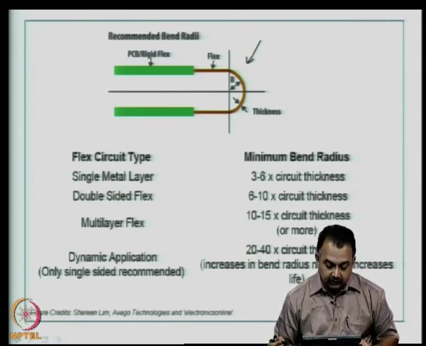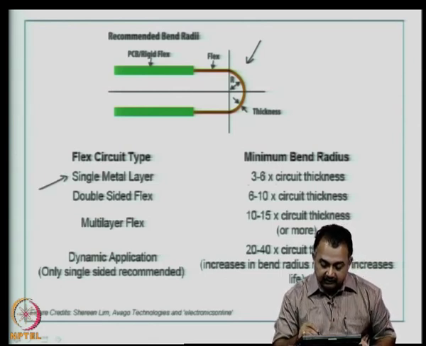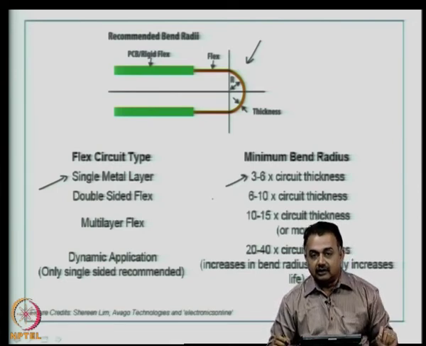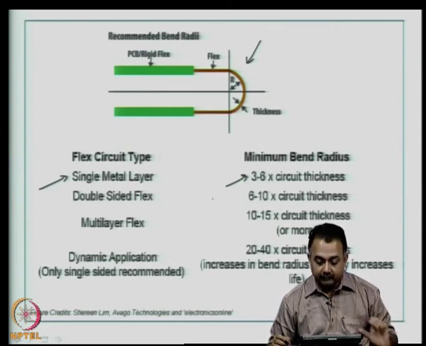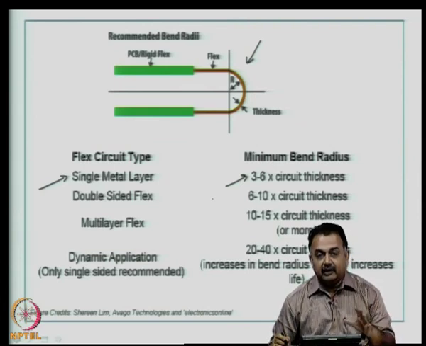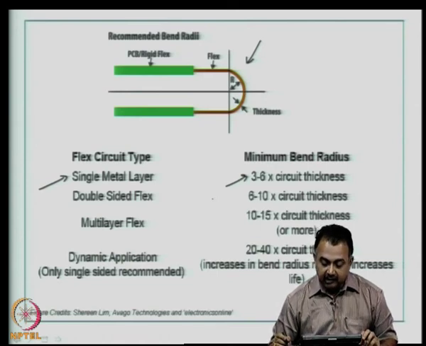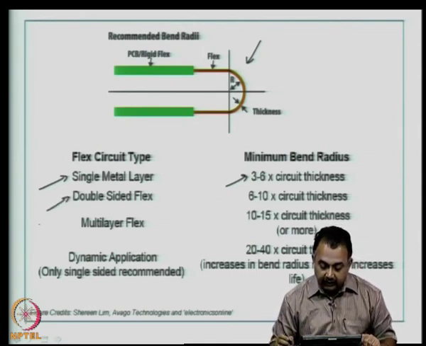Now, if you look at the flex circuit type, single metal layer, the minimum bend radius is 3 to 6 times the circuit thickness. So, look at the copper conductor thickness and identify the area of bend in the particular flex board and provide the interconnects in your design, so that you achieve a minimum bend radius of 3 to 6 times the circuit thickness.